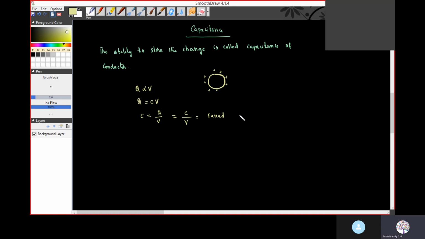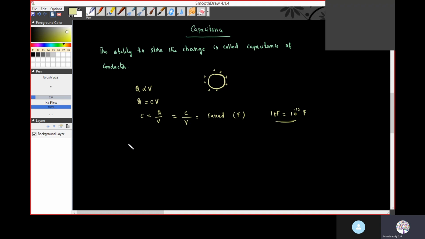This farad is denoted by F, but farad is a very big unit. We just deal in picofarads or microfarads. 1 picofarad is 10 power minus 12 farad. Practically we use picofarads.